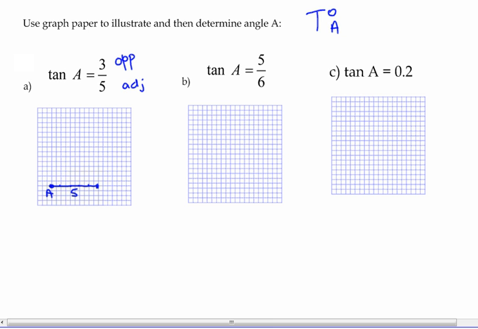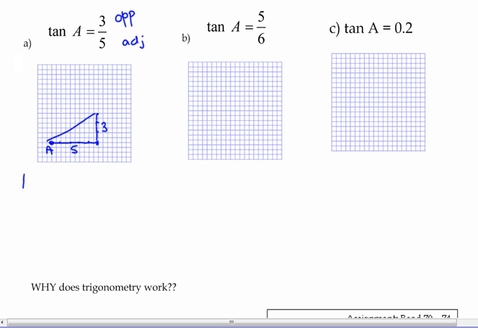And opposite of A would then be the vertical side, because we want the opposite of our angle A. So 3 units up. 1, 2, 3. So that would be angle A ratio. Okay, so that's the diagram.